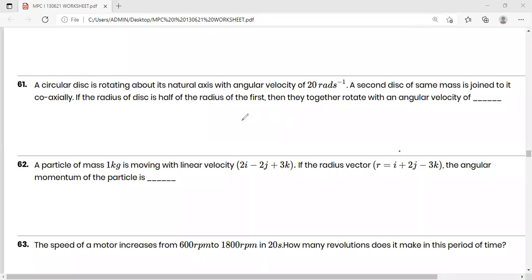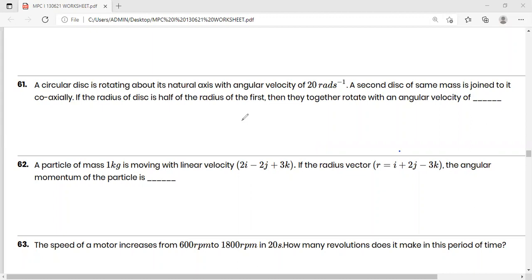Question number 61. A circular disc is rotating about its natural axis. That means for the disc about its natural axis, moment of inertia will be mr square by 2 only. For disc it is mr square by 2, with angular velocity 20 radian per second, its omega value was given. A second disc of same mass is joined to it coaxially. Okay, same mass was given for the second disc.